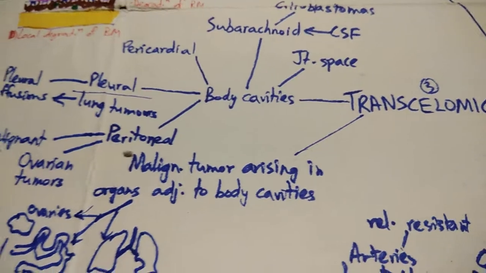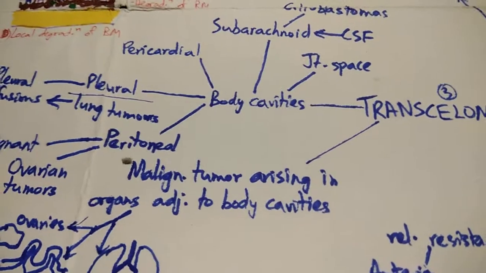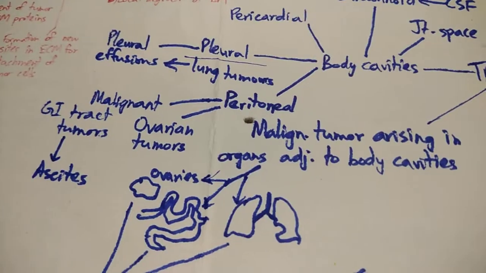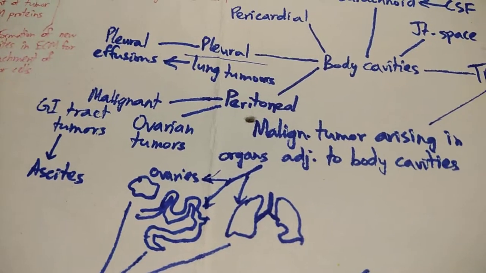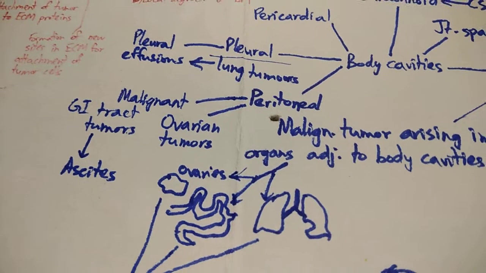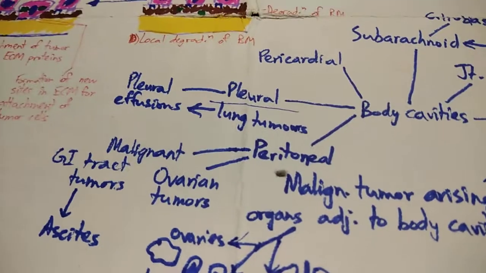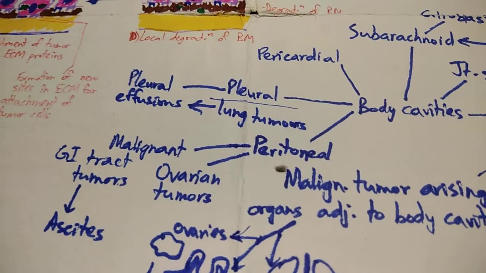Right? So that's adjacent to body cavities. Sometimes they end up lodging directly in the body cavities, such as in peritoneal spaces, where you find ovarian tumors, or you find malignant GI tract tumors, which can often cause ascites because of obstruction. Sometimes they can lodge in the pleural cavity, causing pleural effusions.